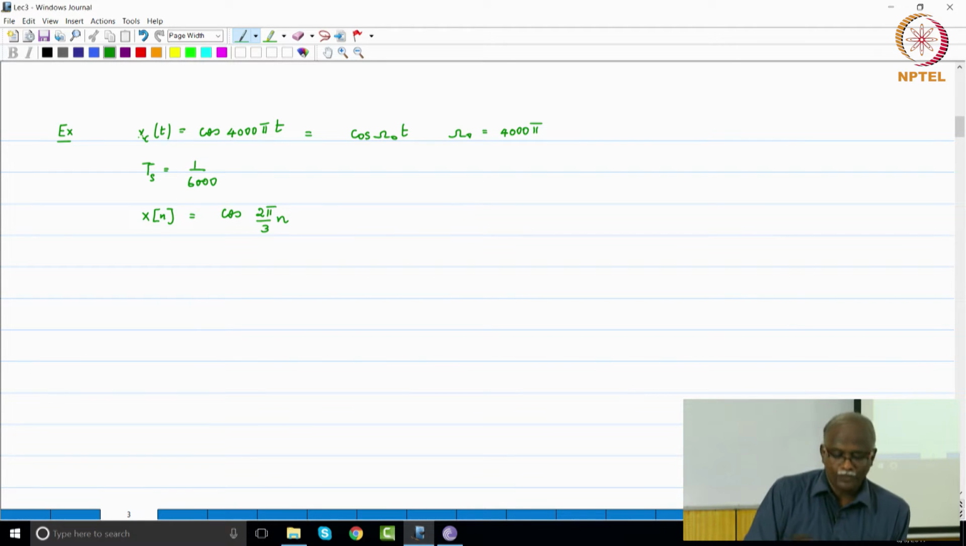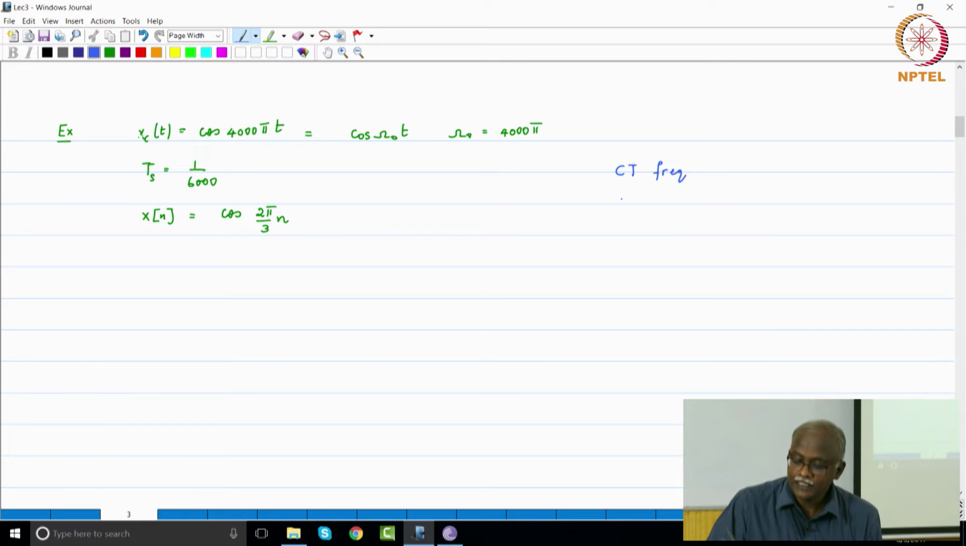Now, up to this is very straightforward, just substitute the sampling frequency and you will get this result. Okay. Now, here is a point that I would like you to note. So, the continuous time frequency, if you think of it as cosine omega naught t, the units of omega naught would be radians per second.